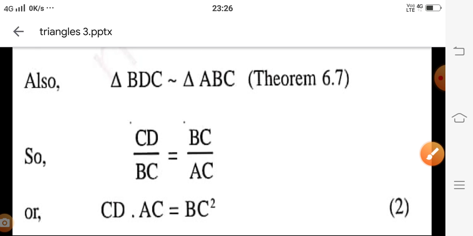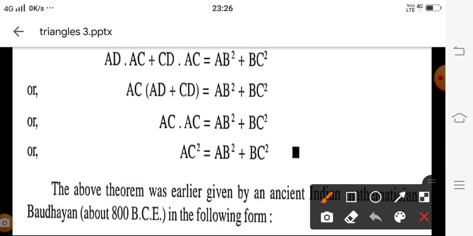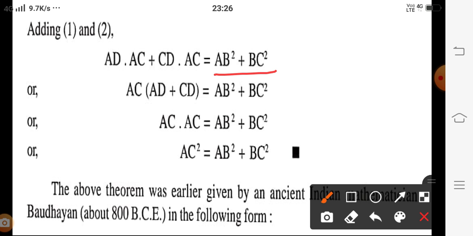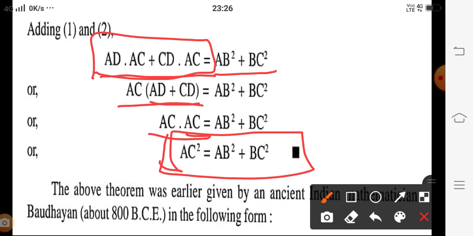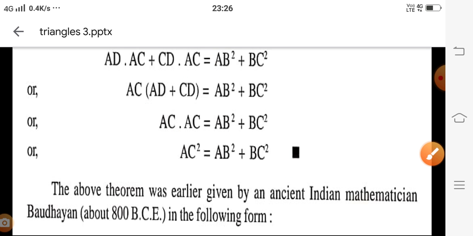And if we add these two equations, the first and second, then on the right hand side we get AD into AC plus CD into AC, and on the left hand side AB square plus BC square. What we observe is AC is common. If we take AC common, then we get AD plus CD, and in the diagram the sum of AD and CD is AC. AC into AC is AC square. Then here we have the required proof: AC square is equal to AB square plus BC square.